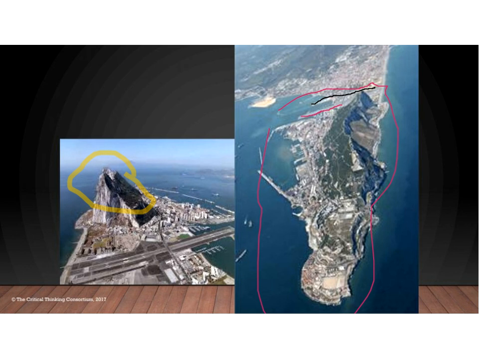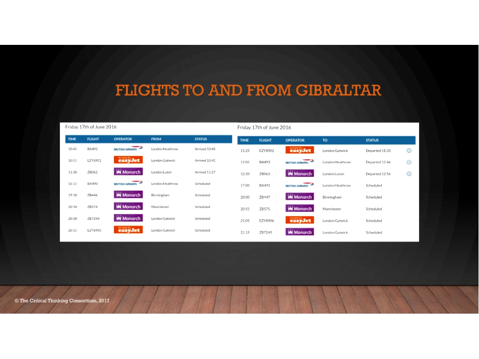Okay? Let me add a little bit to your knowledge of Gibraltar. These are the total number of flights. You can see on Friday, June 17, 2016, there's the total number of flights in and out of Gibraltar in a single day. So what do we see there? Eight flights in, eight flights out. Not the busiest airport in the world.